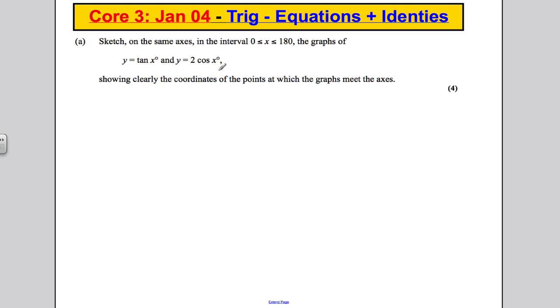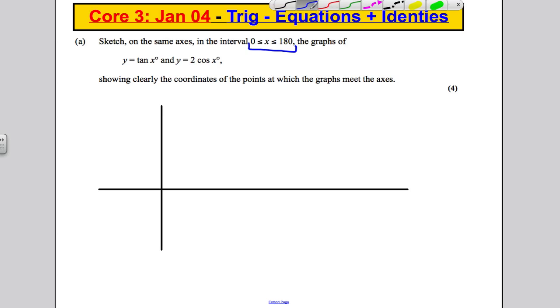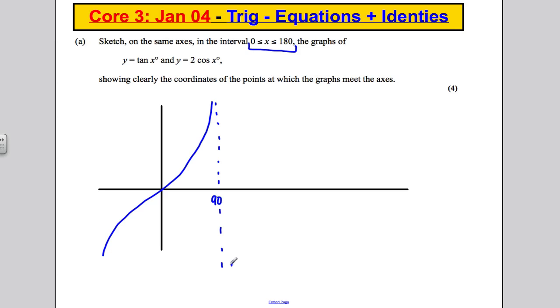Okay, it says sketch on the same axis the following graphs. Show clearly the points at which the graphs meet. You're doing it between 0 and 180. So let's draw it quite big. Y equals tan x. Well, tan x looks something like this. And that asymptote there is at 90. And then from down here it asymptotes and it starts coming up towards 180. So we can rub this section out here, it's just to guide me. So there's between 0 and 180 what tan x looks like.